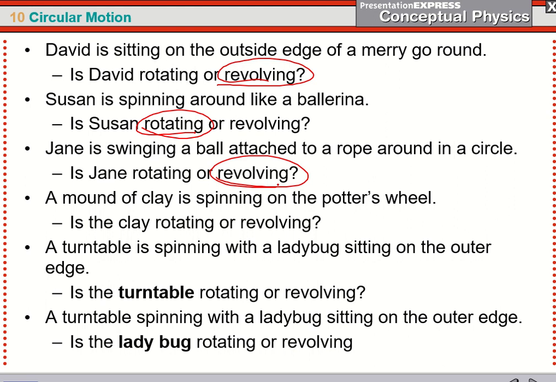A mound of clay is spinning on the potter's wheel. The clay is rotating because the clay is probably in the center of the wheel.